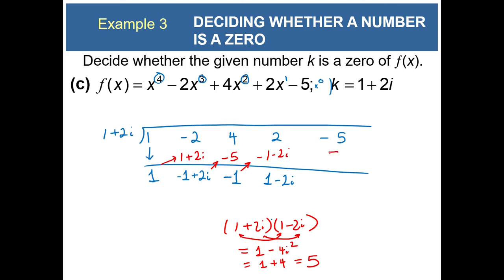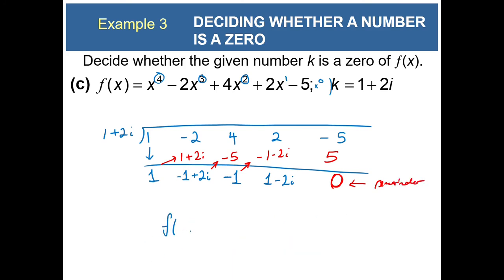So we'll put the 5 underneath the negative 5, and then we'll add. This gives us 0. So this is our remainder. So by the remainder theorem, we have f of 1 plus 2i is equal to 0. And therefore, 1 plus 2i is a 0 of f of x.